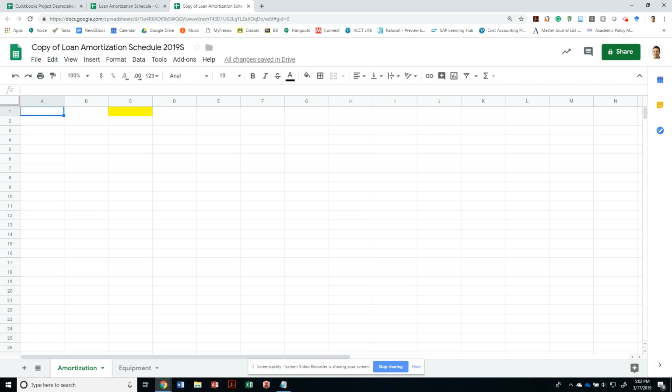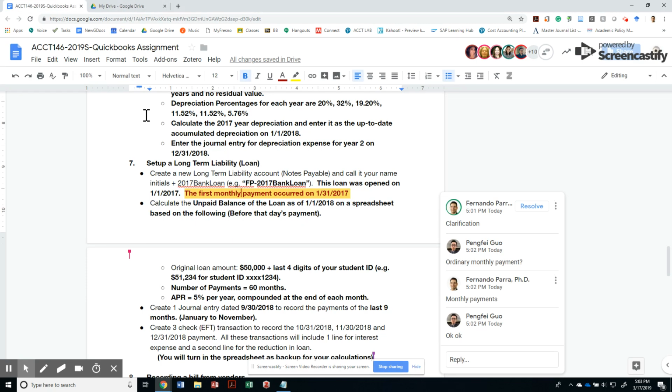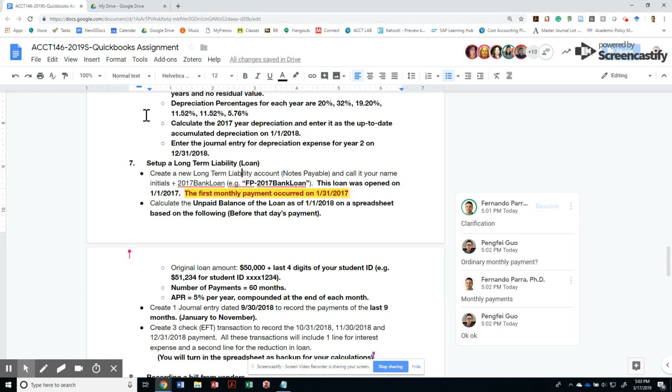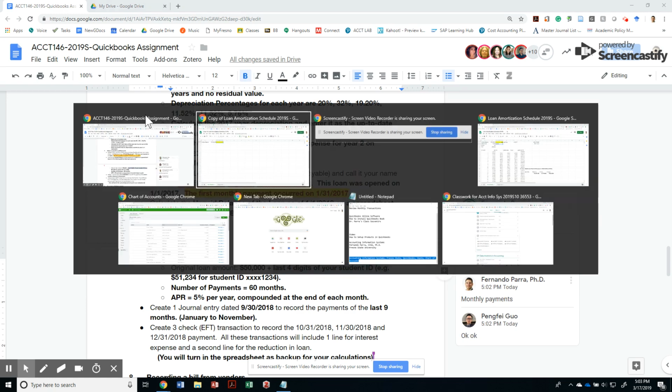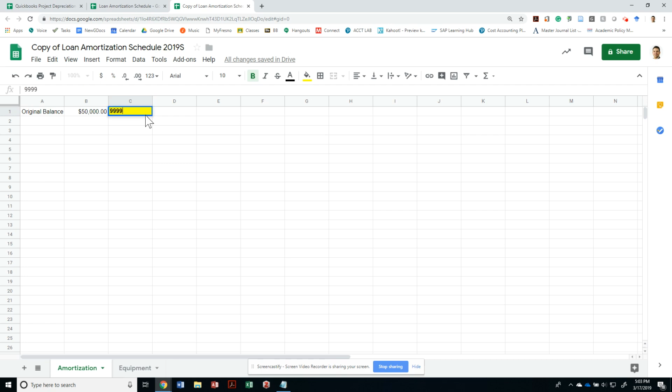Let me start by typing in the original balance of that loan. In this case, it's going to be $50,000 plus whatever your student ID is. In my case, the last four digits of my student ID, according to this, would be 9999. So let me just put in 9999. And that would bring my loan to $59,999.